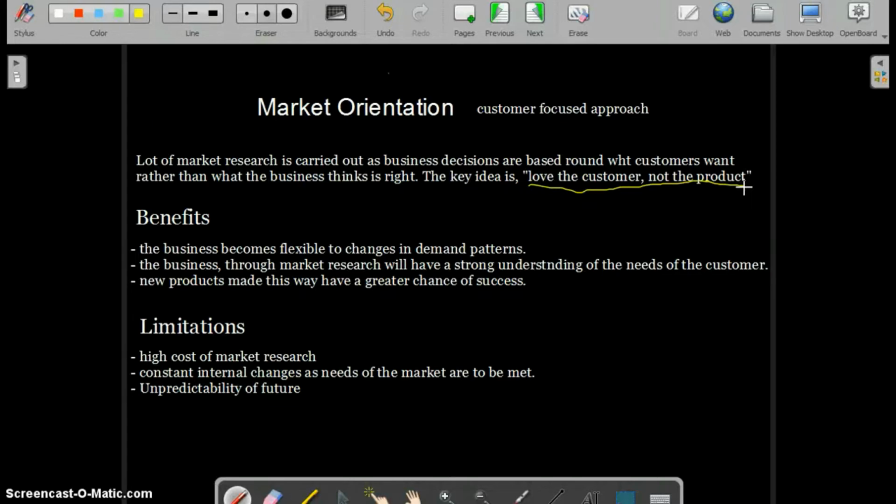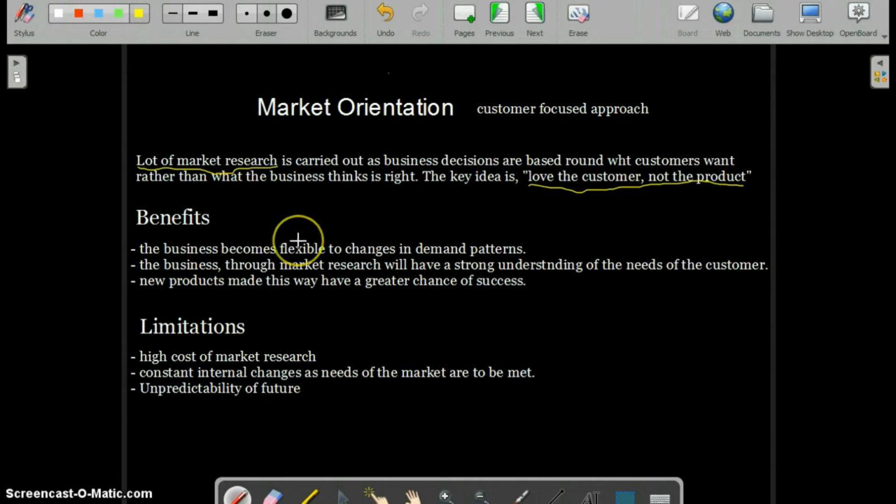It's a customer focused approach, and there's a lot of market research involved. They see what the customers want and then provide it, not what the business thinks is right for the customer and then just try making that product. No, they understand what customers need and then provide that product only. So what are the benefits? There are some benefits and limitations as well.